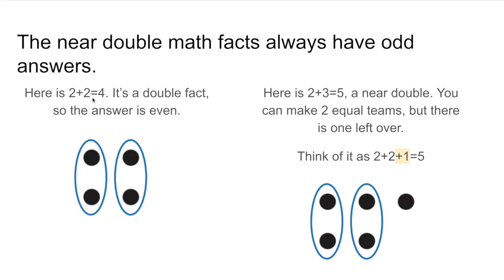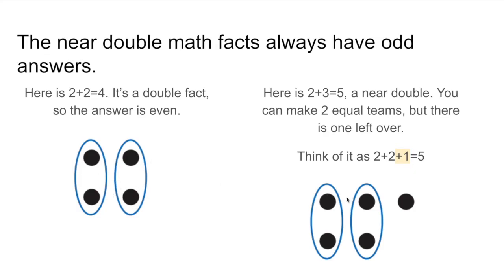So here is 2 plus 2 equals 4. It's a double fact, so the answer is even. Here is one team of 2. Here's the other team of 2. So 4 is an even number. You can make 2 equal teams.